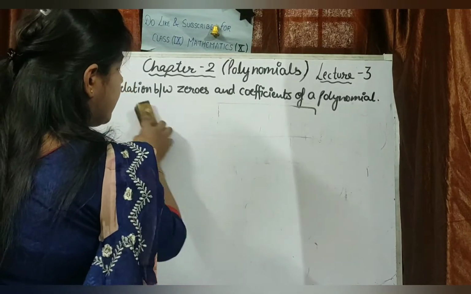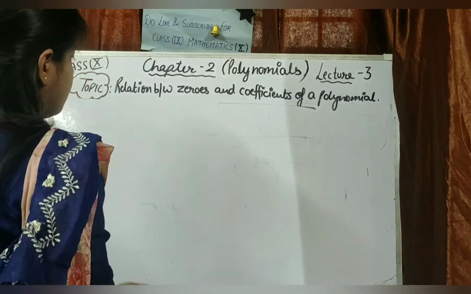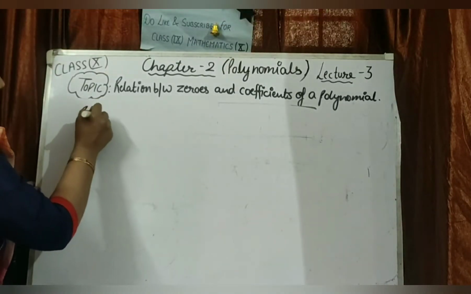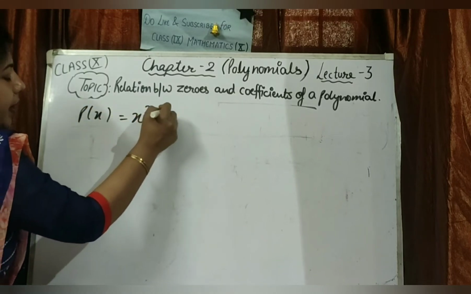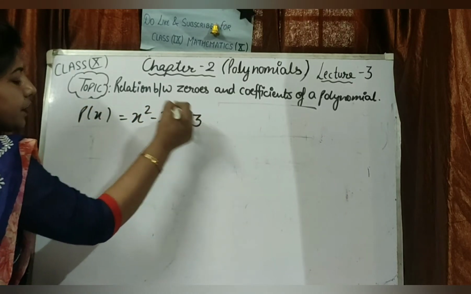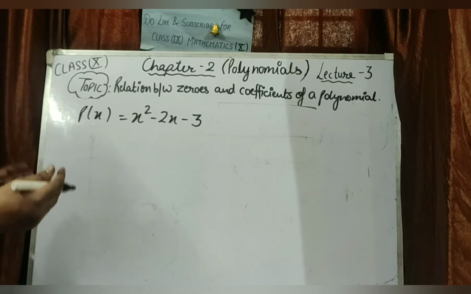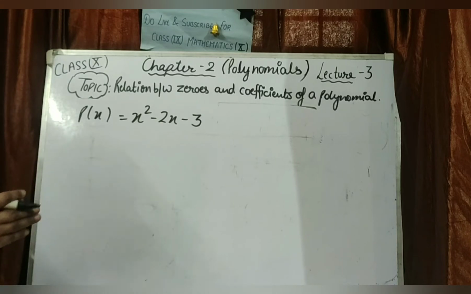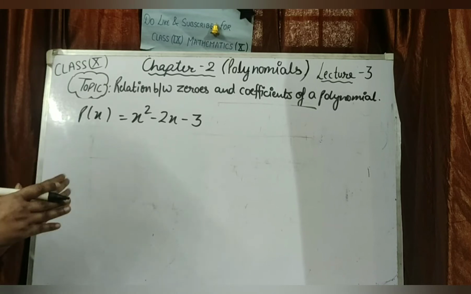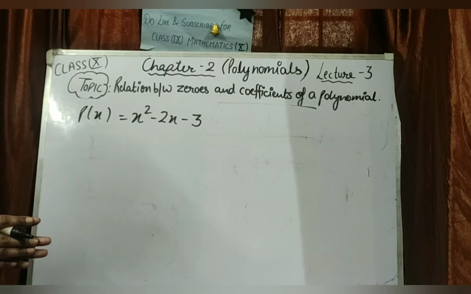So here I am taking one example, a polynomial, that is x square minus 2x minus 3. It's a quadratic polynomial and it is in standard form as well. As we have already done in the previous class, how to find the factors of this quadratic, yes, by using splitting the middle term we can find out the factors.